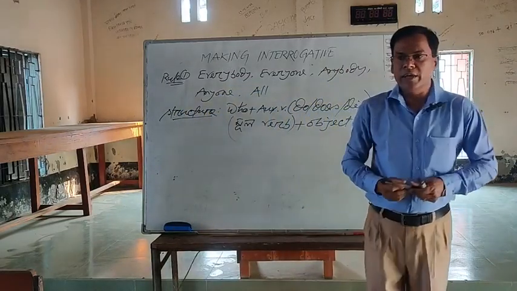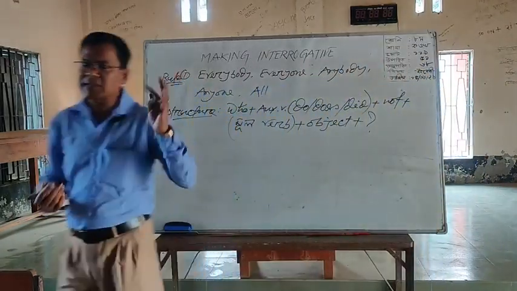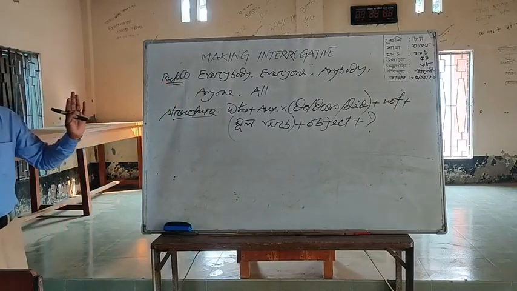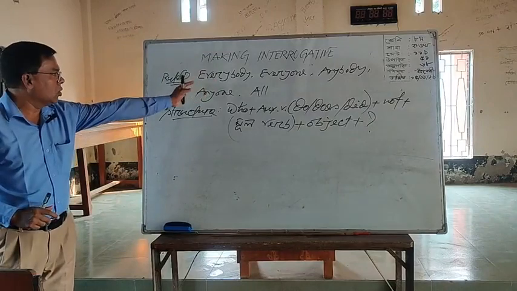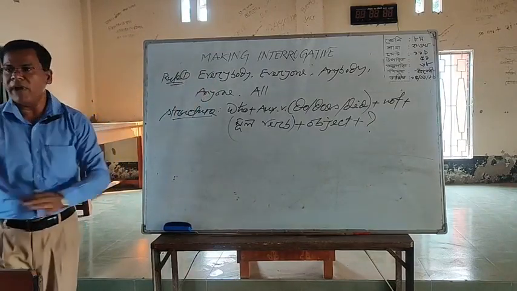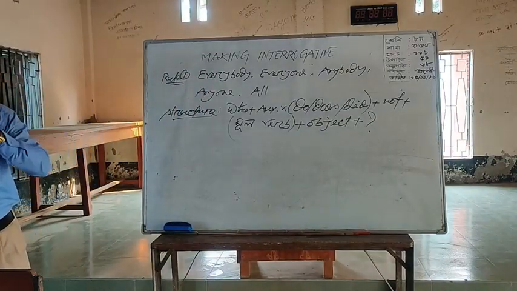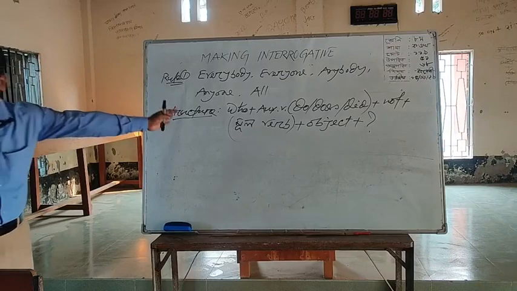Okay, dear students, look here. Here there is a structure. In this structure, I am saying to you that at first, if we find the mention of anyone, anybody, everybody, everyone, all, any one of these five just at the beginning of the sentence, you will follow this structure.